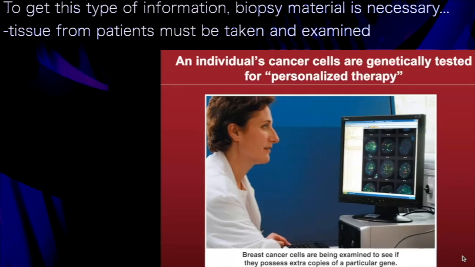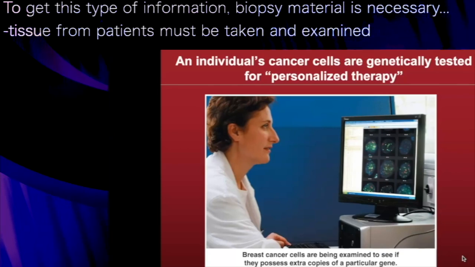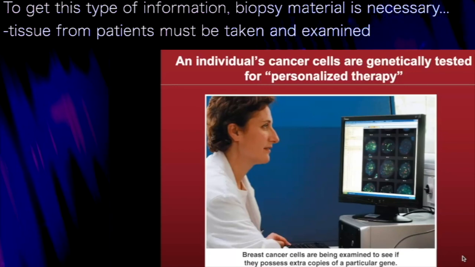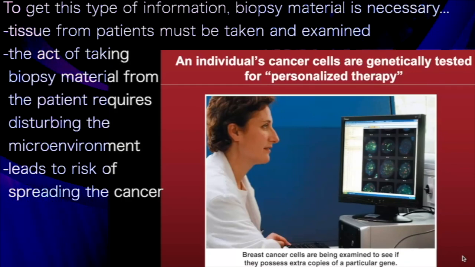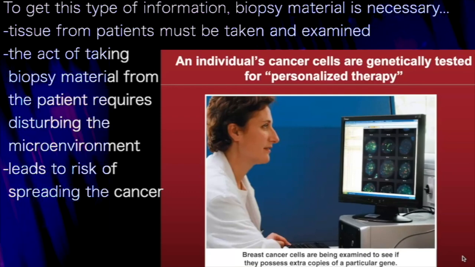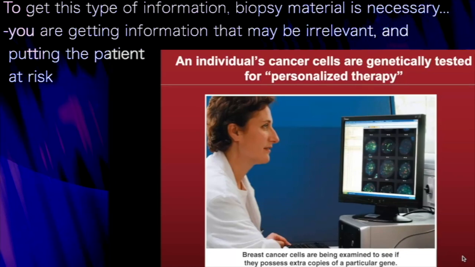The other problem is, to get information like this, biopsy material is necessary. So tissue from patients must be taken and examined for these genetic changes. In the very process of taking the biopsy material, you disturb the cancer cell microenvironment, which leads to a risk of spreading the cancer. So you're getting information that may be irrelevant and putting the patient at risk by getting this information.